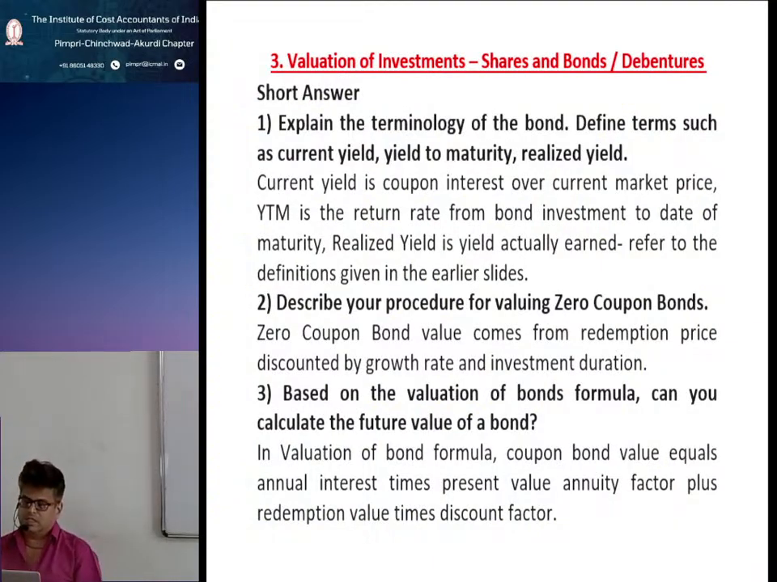Second question and answer deals with describing the procedure for valuing zero coupon bonds. So zero coupon bond value comes from redemption price discounted by growth rate and interest investment duration.